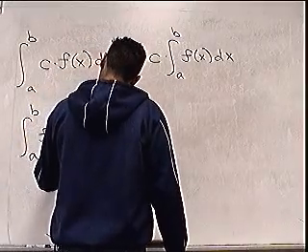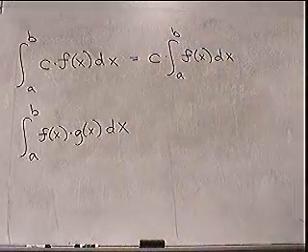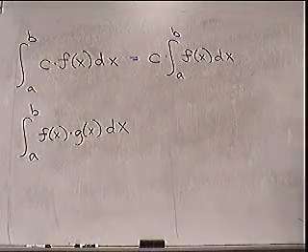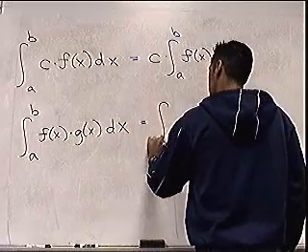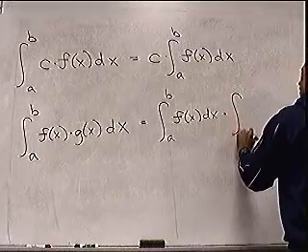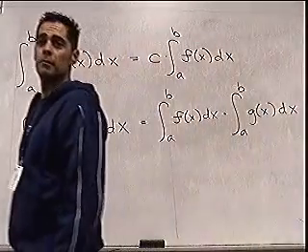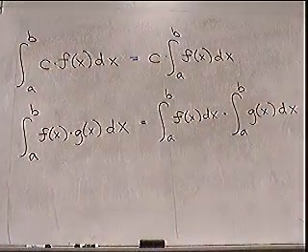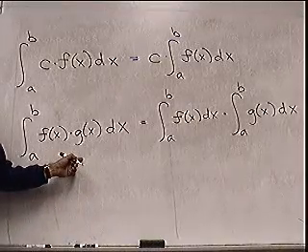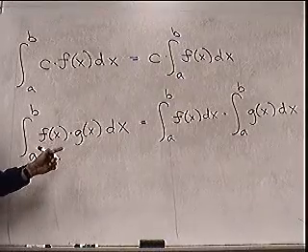F of x times g of x dx. So instead of addition and subtraction, what if I have multiplication there? Do you think this? No. If this was the case, Cal 2 would not be hard. Cal 2 would be easy. It's the fact that this isn't true that makes Cal 2 so difficult.